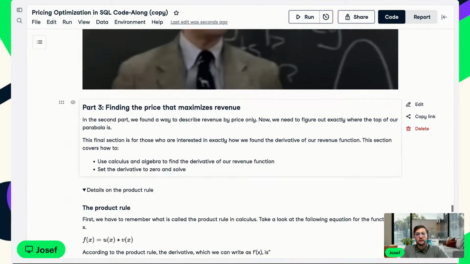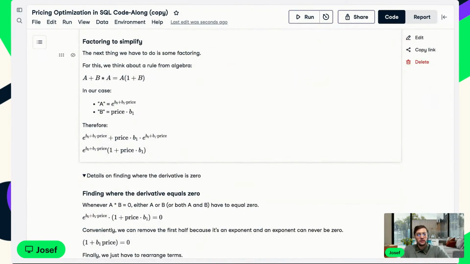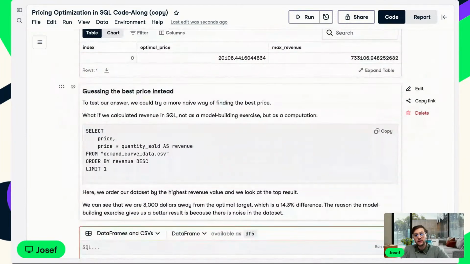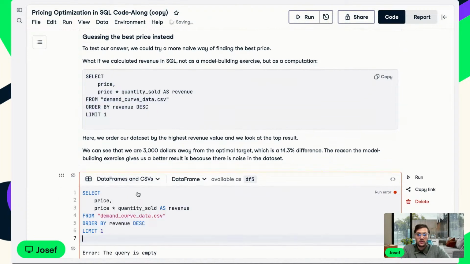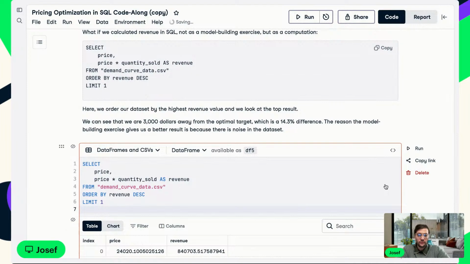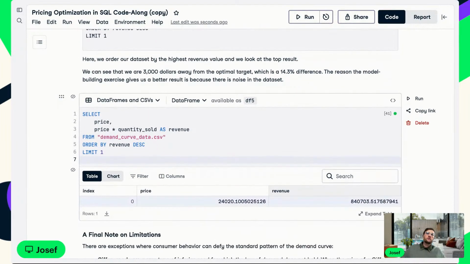As a predictive modeling exercise instead of as like a guessing game. So speaking of guessing game, why can't you, for example, just look at your data set and say, okay, let's find the price, let's find the quantity sold, multiply price by quantity sold as revenue, then just order by revenue descending, and then just choose the top one, limit one. Why can't you hypothetically just do this? Well, you could, but it's noise in the data set. It's not a model at this point.